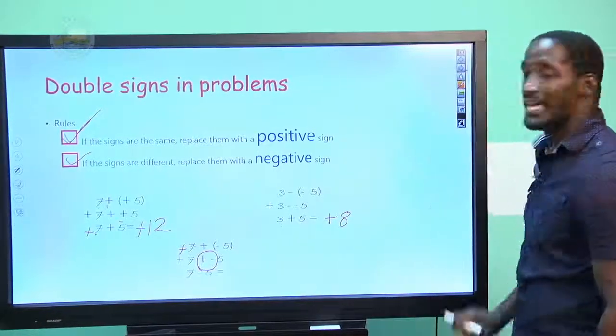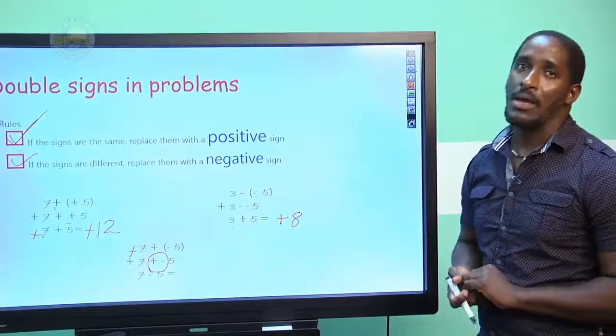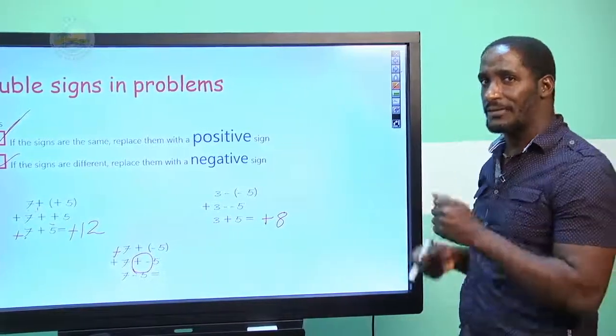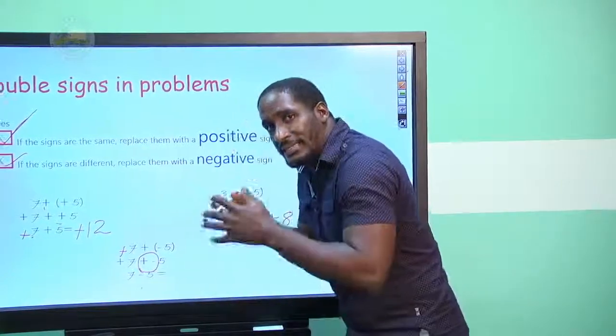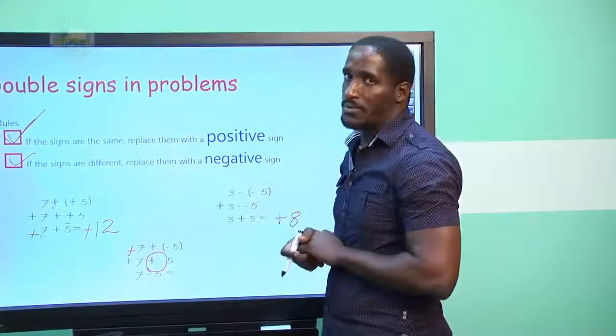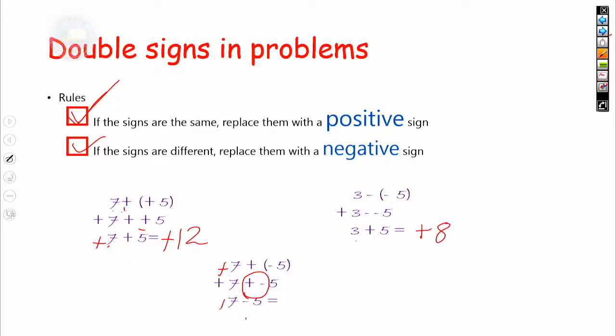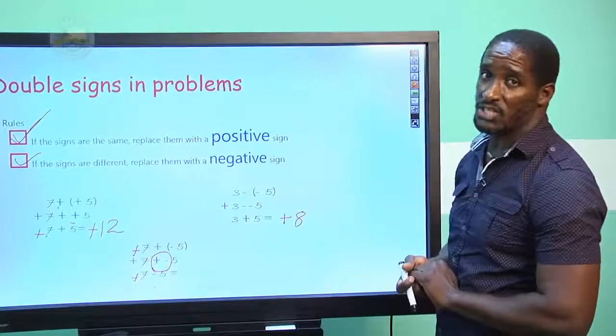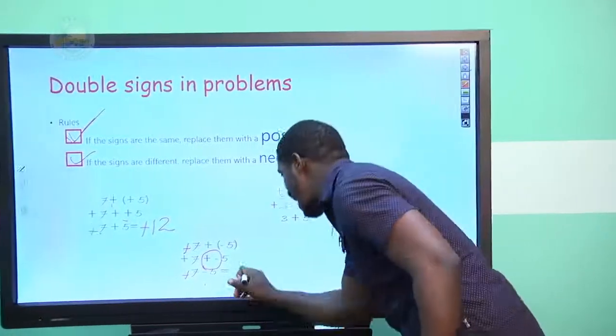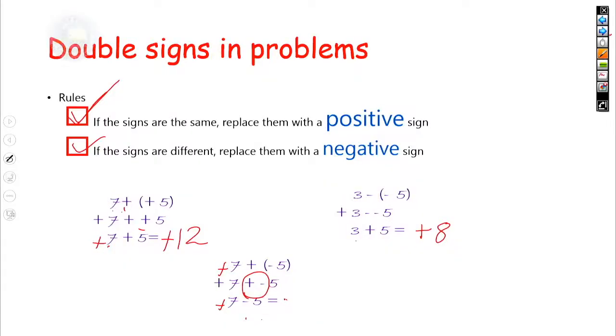So this here becomes positive 7 minus 5, or positive 7, negative 5. Recall that the operation in the middle is the sign that is assigned to the number that comes after it. So this is positive 7, negative 5. Signs are different. If the signs and our numbers are different, we subtract the smaller number from the bigger number and carry the sign of the bigger number. The smaller number here is 5, the bigger number here is 7. So this is going to be positive 2.